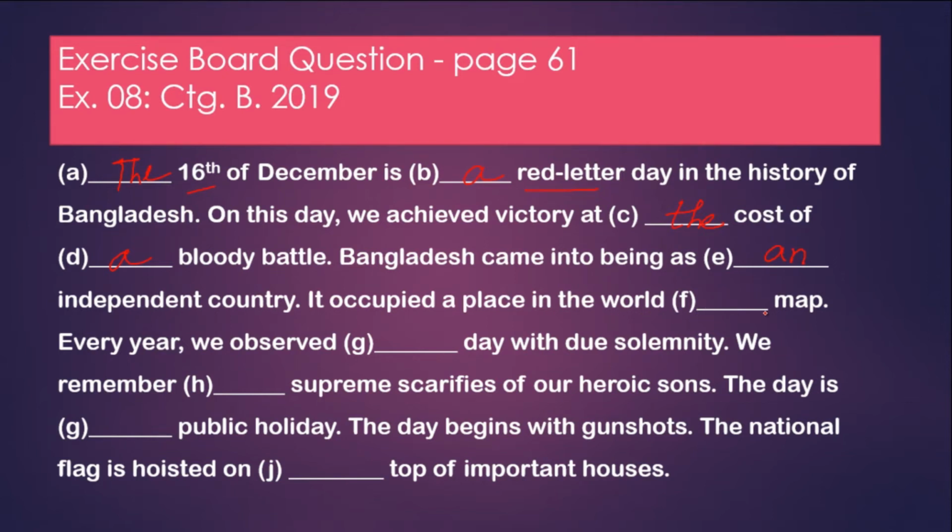So listen, when you find an adjective and then a noun, we don't need to use anything here. That means we don't need to use any article here. The first one is an adjective, then a noun. So in between these two, adjective and noun, we don't need to use any article. So we will not use any article here. It occupied a place in the world map.